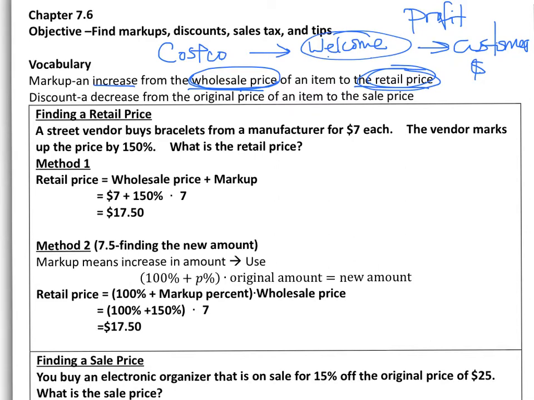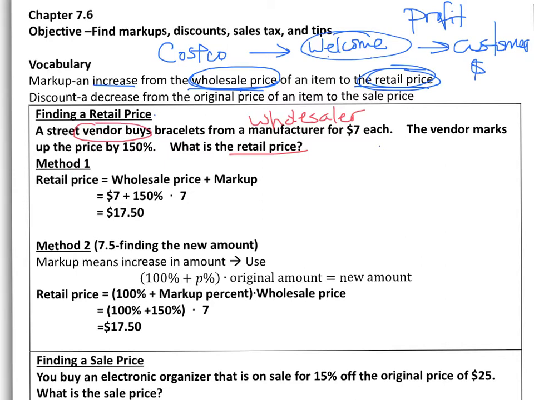Let's look at an example of finding a retail price. A street vendor buys bracelets from a manufacturer for $7 each. So the manufacturer will be the wholesaler. The vendor marks up the price by 150%. What is the retail price? So the vendor clearly wants to make a profit.